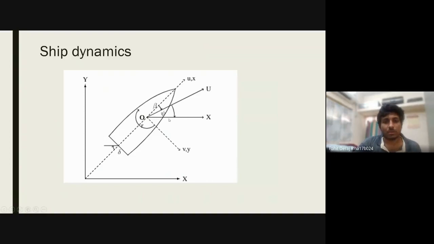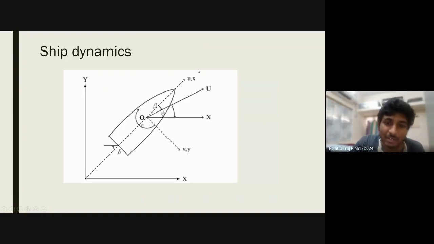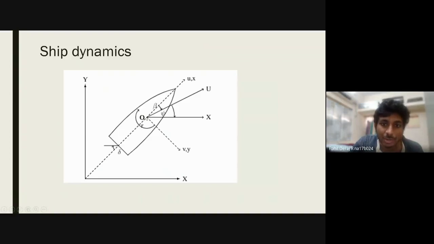Rohit, can you go back one slide? Yes, sir. All right. Can you explain what is beta? Okay, beta here is the drift angle. The drift angle is the angle between the ship's heading and the ship's axis.